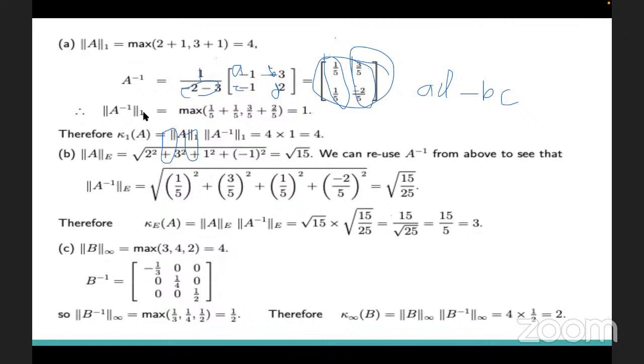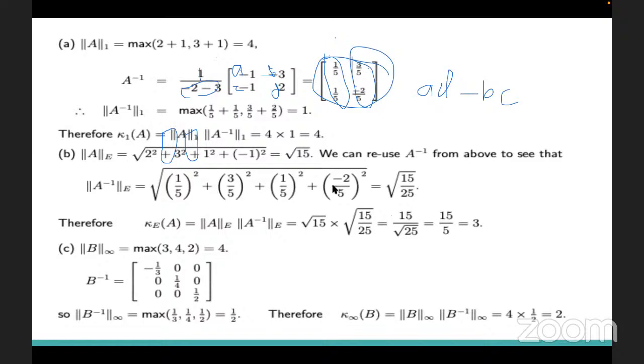So the formula again is the condition number is the norm of the matrix. What is the norm of the matrix? We did that up here, 4. And then multiply by the norm of the inverse. The norm of the inverse is 1. So that's 4 times 1, which is 4. This is the condition number of this matrix using one norm. Do you understand? Good.